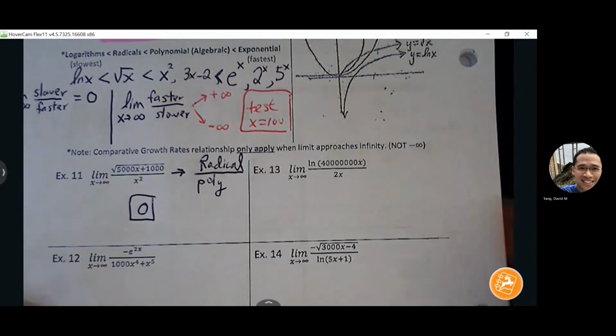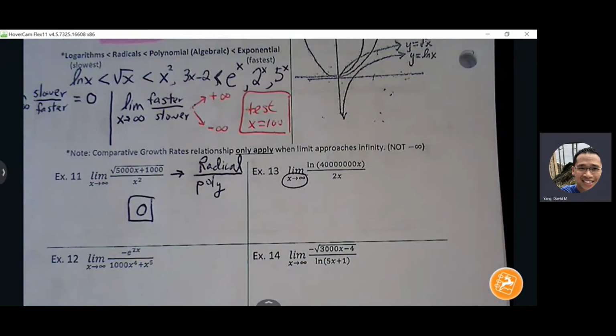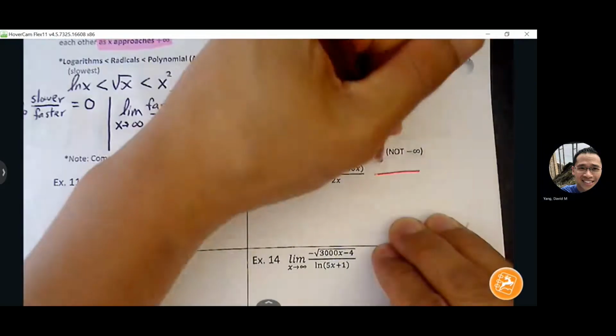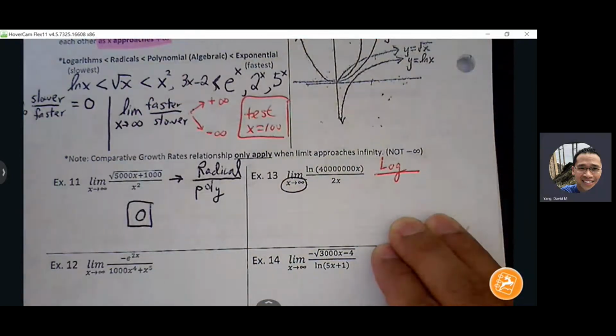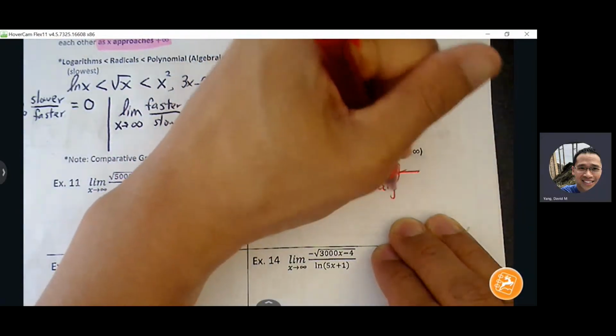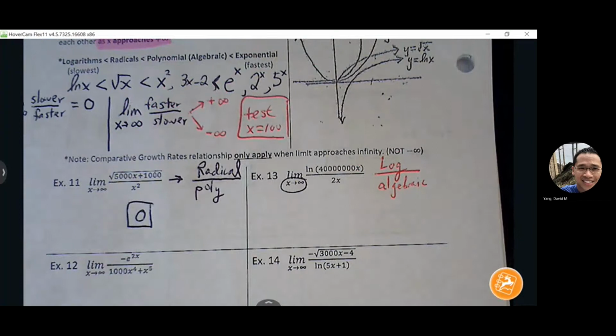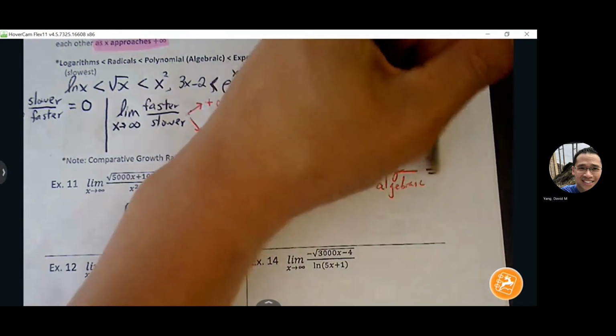13. Again, limit approaching infinity. All right, the numerator is what? What type of function is it? It's log. The denominator is polynomial or algebraic. Which is growing at a faster rate? The bottom one, so the limit is still 0.